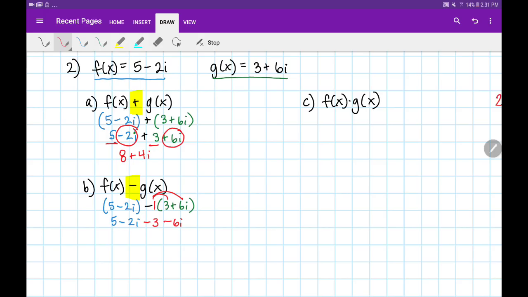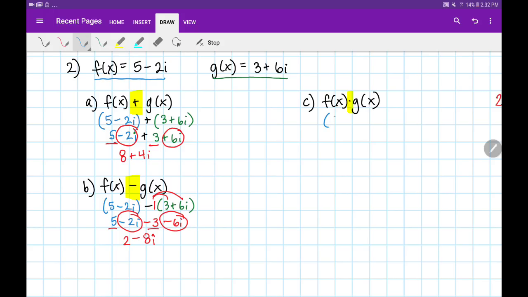Now we're going to go ahead and combine our like terms. So we have 5 minus 3, which is 2, and negative 2i minus 6i, which is minus 8i. Okay, if you wrote these in a different order, you could have gotten negative 8i and then plus 2, and that's the exact same thing. Both of these are correct answers. All right, now let's look at C. So ask yourself what operation C wants us to perform. Notice the dot, that's multiplication, so we're going to multiply these.